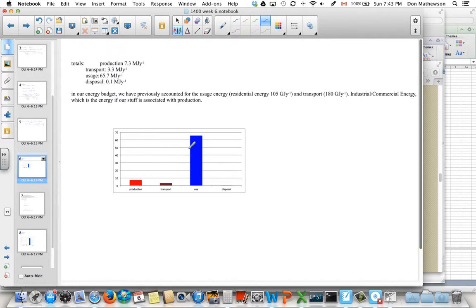You see that for this object, most of the energy is actually consumed in using it. So that means to reduce the energy profile of this appliance, you want to try and use it efficiently. That means you want to only try and boil the exact amount of water you need to make your tea. You don't want to fill the whole thing up needlessly.